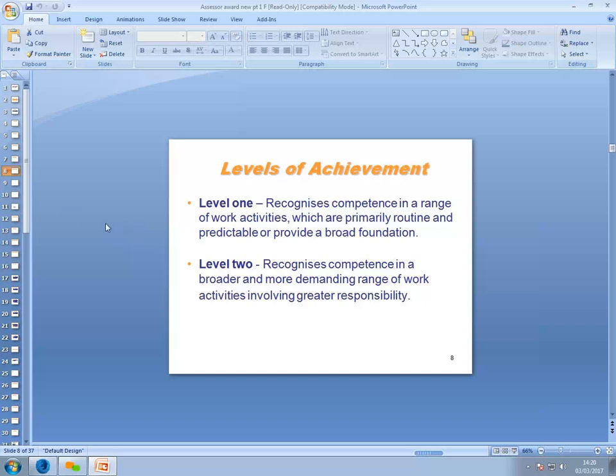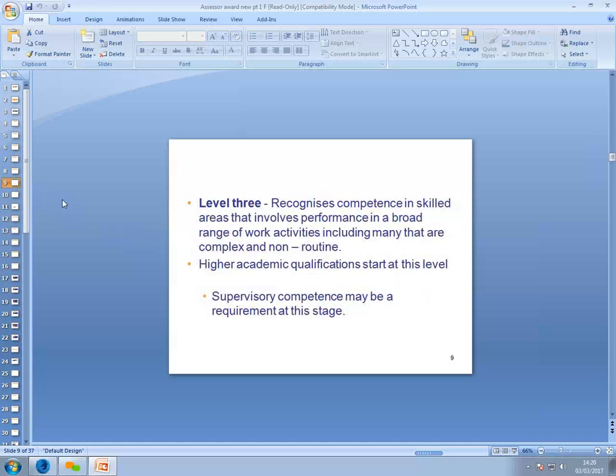Can it, but not necessarily. Level 3 recognises competence in skilled areas and involves performance in a broad range of work activities, including many that are complex and non-routine. Higher academic qualifications start at this level. Supervisory competence may be required at this stage.